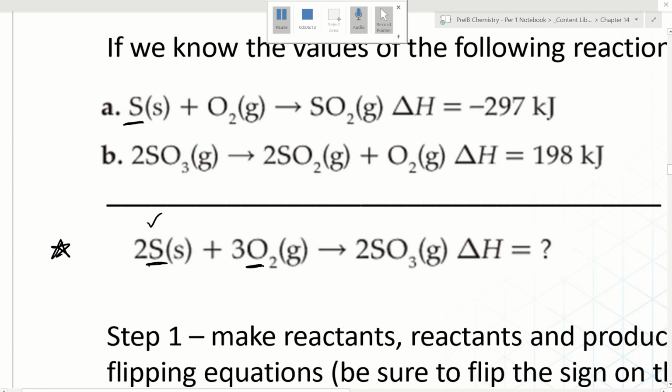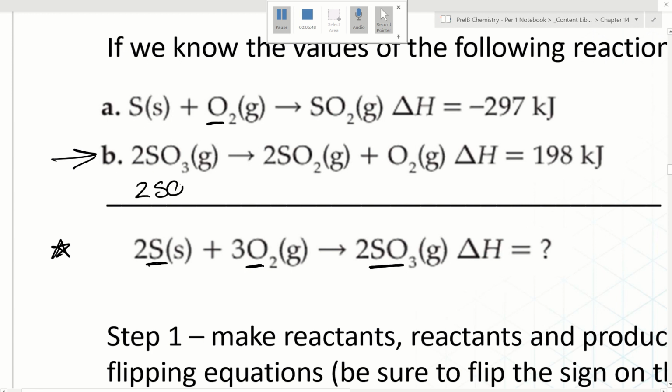Oxygen is a reactant here, and oxygen is also a reactant there, check. Sulfur trioxide is a product, but sulfur trioxide is a reactant here, so that doesn't work. So 2 of them work and 1 does not, which means I need to take this equation and flip it to make sure that sulfur trioxide is a product, because in the equation that I want, sulfur trioxide is a product. So I'm just going to flip this equation.